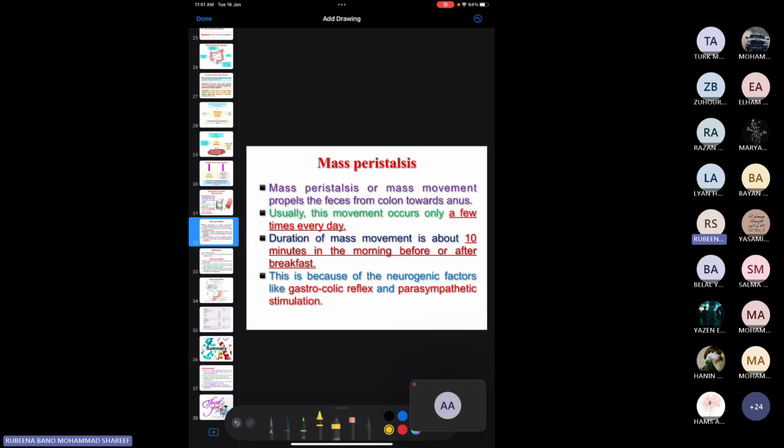Mass peristalsis and mass movement are the same. It propels the feces from the colon towards the anus. This is the movement mainly responsible for the process of defecation. Because of this, there is a desire for defecation. Usually, this movement occurs only a few times every day, mainly for 10 minutes in the morning before or after breakfast, although it can occur at other times also. This is because of neurogenic factors like the gastrocolic reflex. If someone asks the reason for mass movement, it is the gastrocolic reflex and parasympathetic stimulation, right?